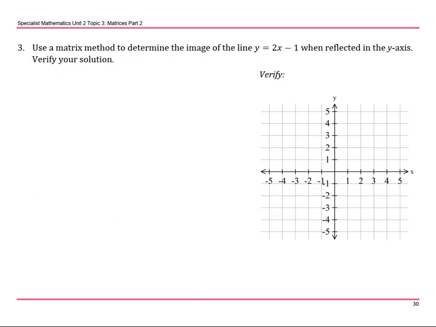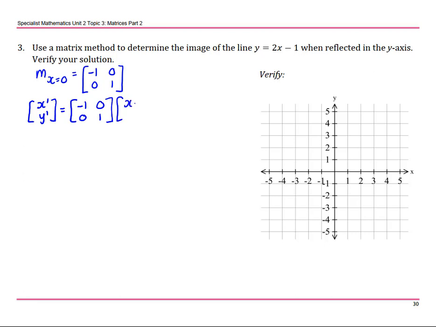Use a matrix method to determine the image of the line y equals 2x minus 1 when reflected in the y-axis. Verify your solution. So in the y-axis means our x's are swapping, y's are staying the same. So our matrix equation is that. Now to get (x, y) on its own, we have to pre-multiply.